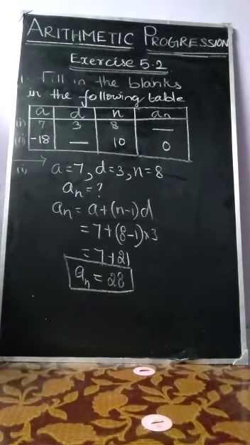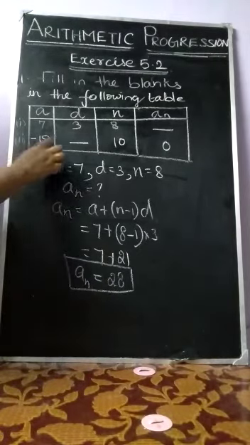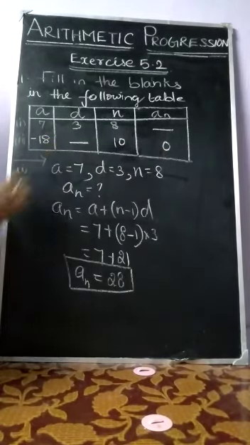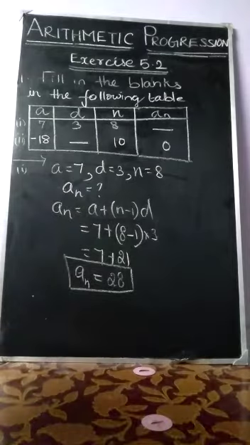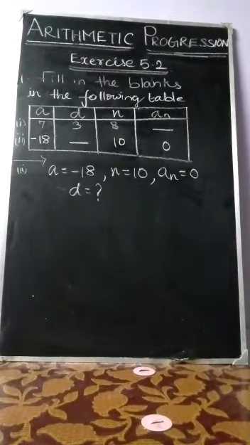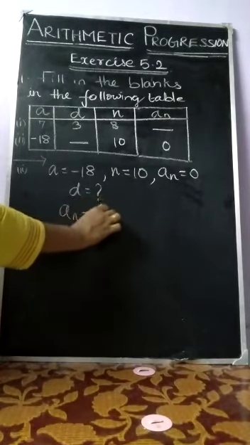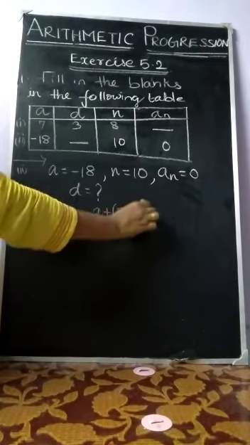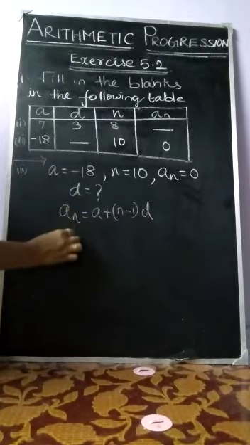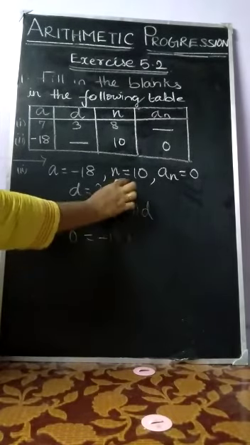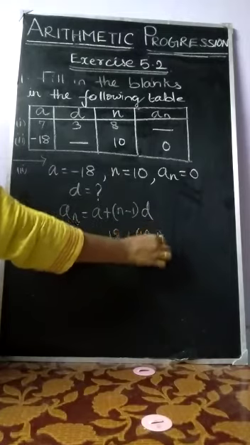Okay. Next one, a value minus 18 given, n value 10 given, an value also given, that is 0. We have to calculate the common difference d only. Second subdivision, a value minus 18, n value 10, an value 0. We have to calculate the common difference only. Again use the general term formula, an equal to a plus n minus 1 into d. What is our an value? That is 0. A value is minus 18 plus n value 10, so 10 minus 1 into d.